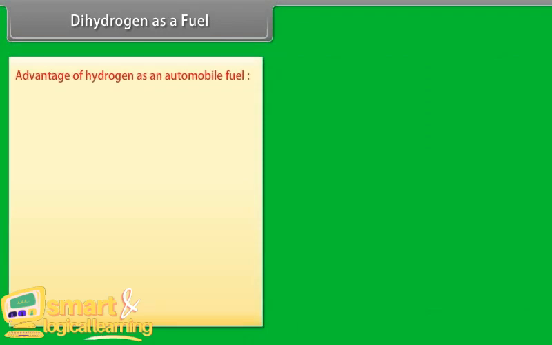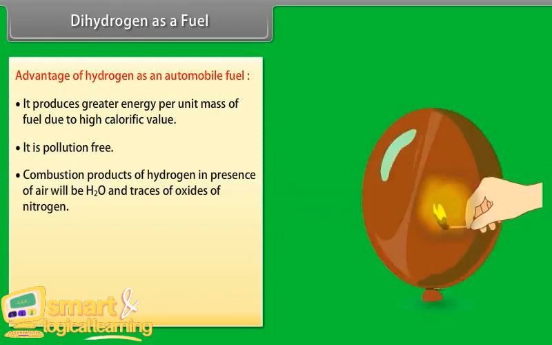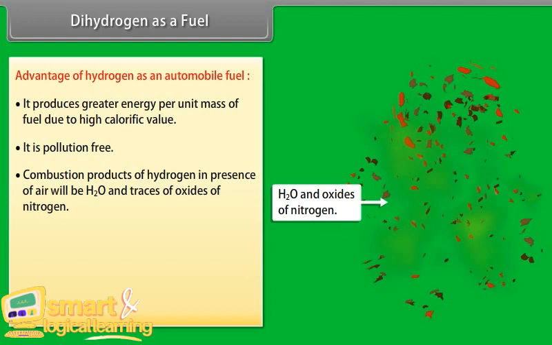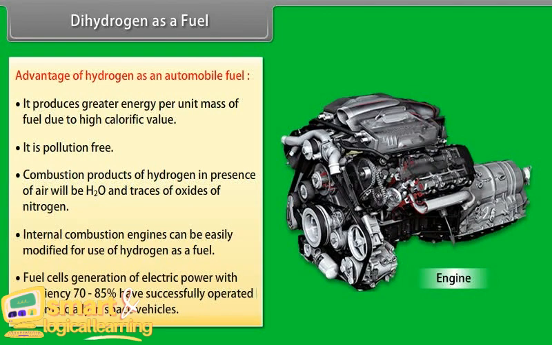Advantages of hydrogen as an automobile fuel. It produces greater energy per unit mass of fuel due to its high calorific value. It is pollution-free. Combustion products of hydrogen in presence of air will be H2O and traces of oxides of nitrogen. Internal combustion engines can be easily modified for use of hydrogen as a fuel. Hydrogen fuel cells generating electric power with efficiency of 70 to 85% have successfully operated commercially in space vehicles.